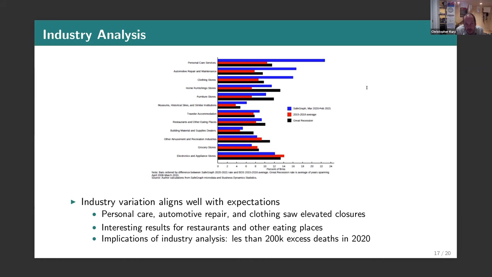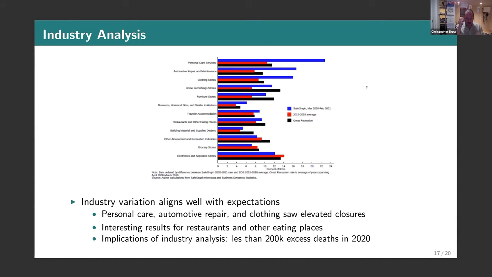There's a nice discussion of some of the industries where we're seeing elevated closure relative to the average and relative to the Great Recession. This takes the Census BDS data and sets a 2015 to 2018 average. The blue bars show what we're seeing in those sectors relative to the historical average and the Great Recession. So for things like personal care and automotive repair, exit rates are much higher relative to history. In other sectors, such as electronics and appliance stores, the exit rates are actually lower than the average and lower than the Great Recession.